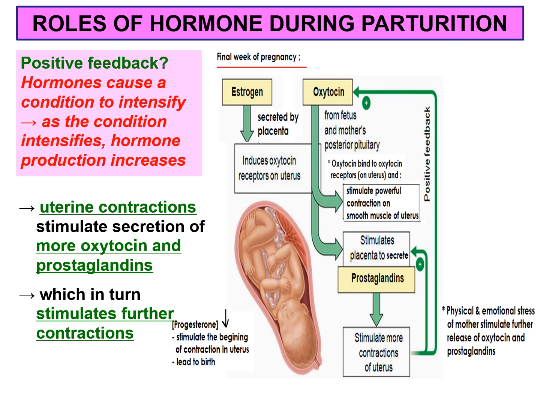Okay, and then estrogen induces oxytocin receptors on the uterus, which will stimulate oxytocin secretion from the fetus and the mother itself. Oxytocin stimulates powerful contraction, which stimulates the placenta to secrete prostaglandin. Okay, the relationship between oxytocin and prostaglandin is that when contraction starts to occur, it causes the placenta to secrete prostaglandin, and then because of the stress, it further increases the oxytocin and the prostaglandin.